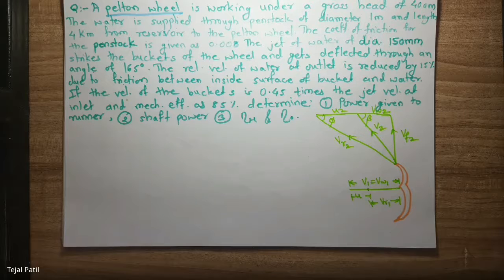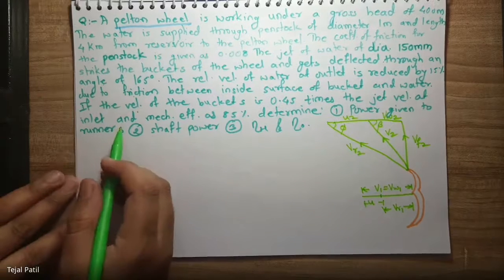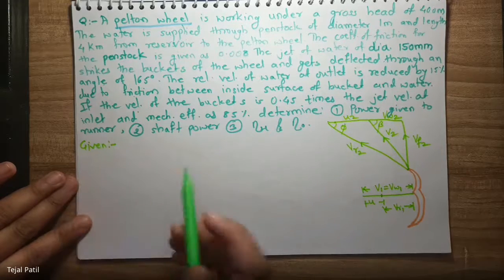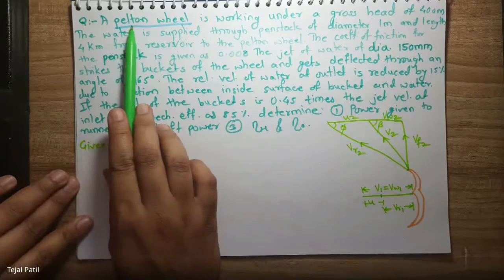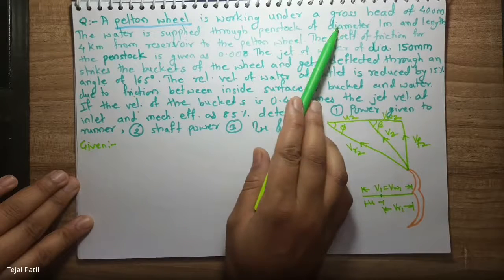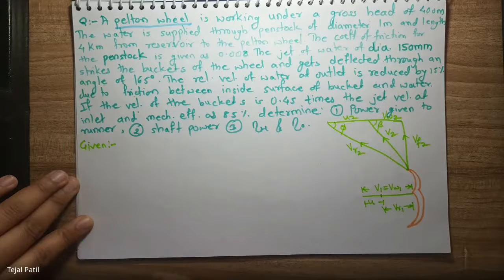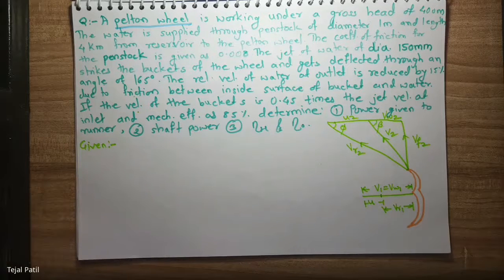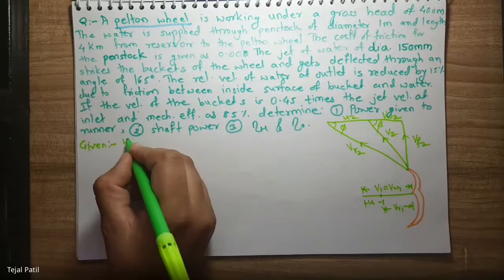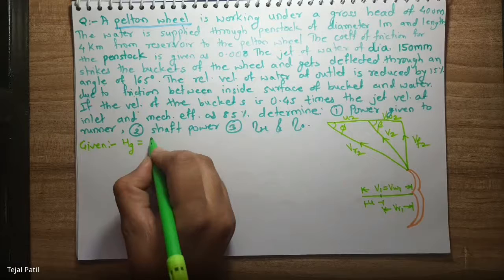So what is the given data? Let's find out. So what is said here? A Pelton wheel is working under a gross head of 400 meter. Okay. How can you denote the gross head? Anyone? How can you denote the gross head? HG. HG, right? Capital HG. So capital HG is given to you.